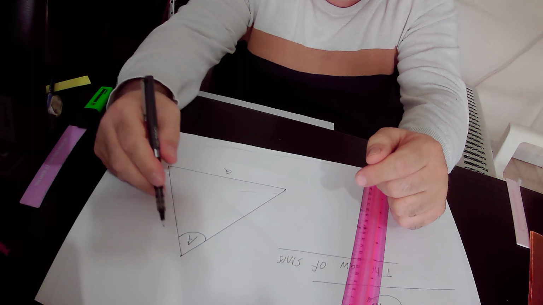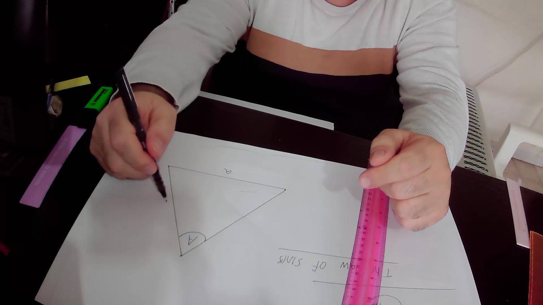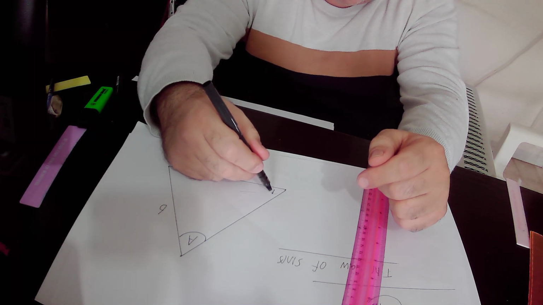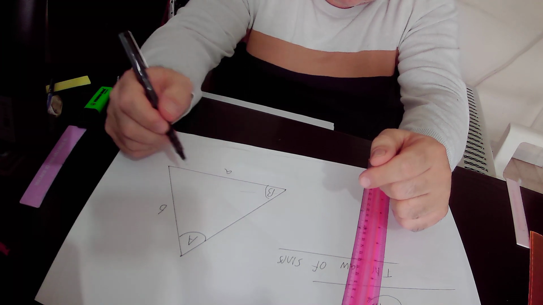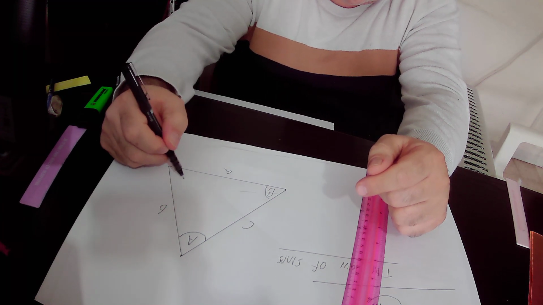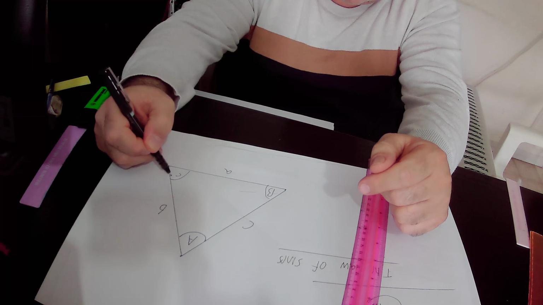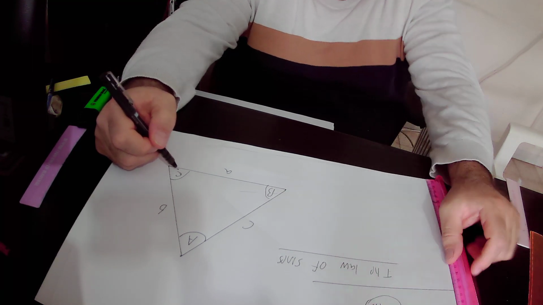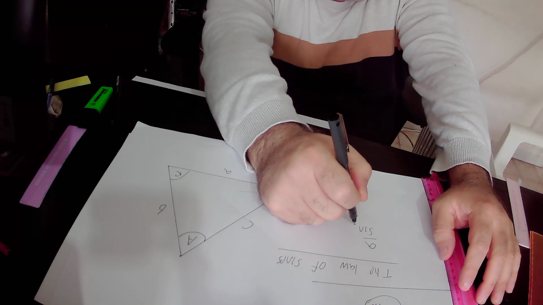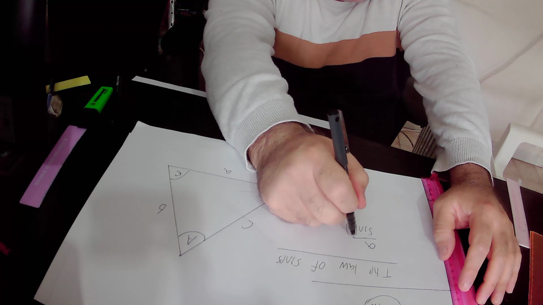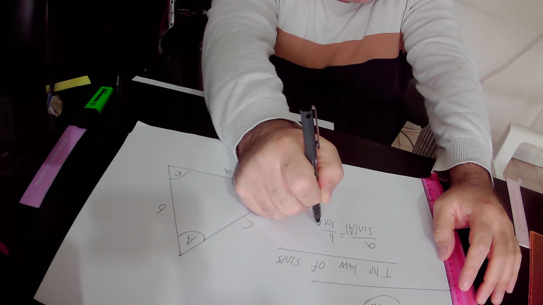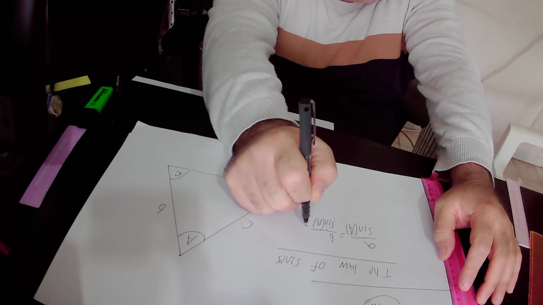And we also know that the length of this side is b, and the opposite angle is B. And the length of this side of the triangle is c, and the opposite angle is C. According to the law of sines, a over sine A equals b over sine B equals c over sine C.